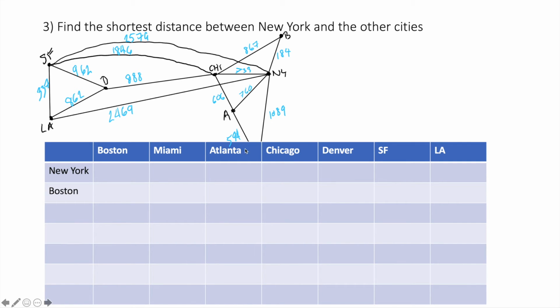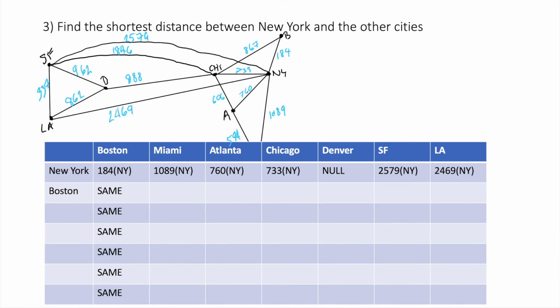And down here is Miami. It got a little cut off by our graph, but you can see it's right down there. So from New York to Boston, 184 miles via New York is the shortest distance. From New York to Miami, 1,089 miles is the shortest distance, also via New York. Same with Atlanta from New York, it's 760 miles. Chicago from New York, 733 miles. Denver is null. You can't fly straight to Denver from New York, as we discussed in the last question. San Francisco is 2,579 miles straight from New York, and LA is 2,469 miles straight from New York.